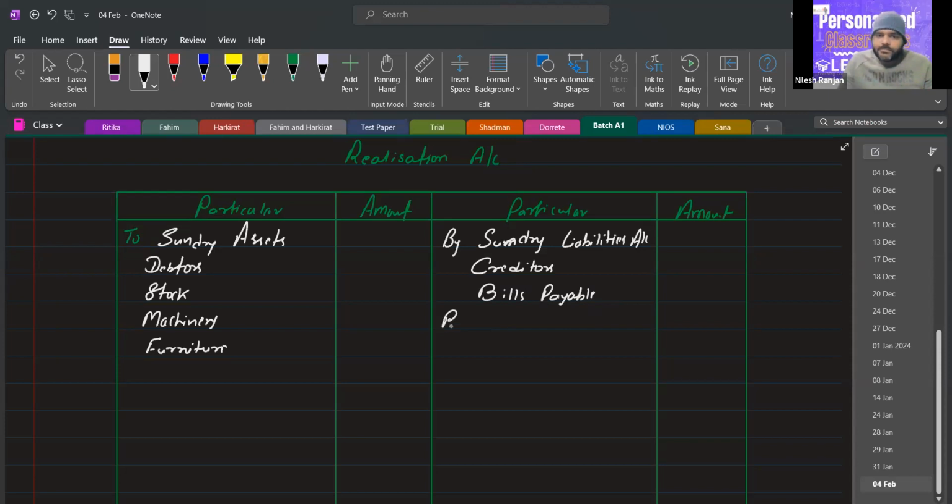If there is any investment fluctuation fund or investment fluctuation reserve, then it will come here because it is related with investment. So that's what I'm saying, that any reserve or fund which is related with any asset will be written here.